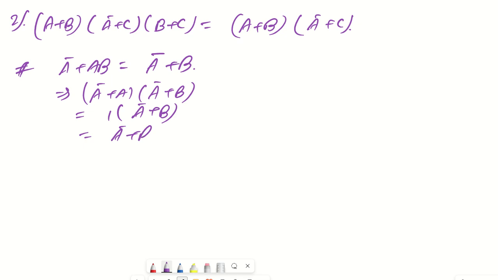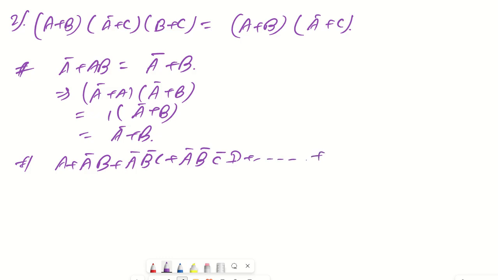Now one more problem is a plus a bar b plus a bar b bar c plus a bar b bar c bar d. Okay, like that, if some terms are coming, up to a bar b bar, like that up to x bar y bar z, then what will happen? This will give you a plus b plus c plus, a very good result. Okay, so up to z.